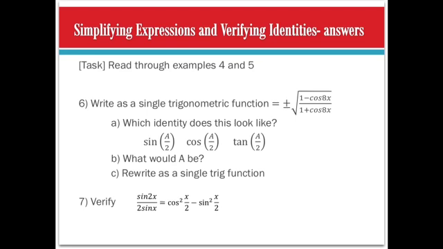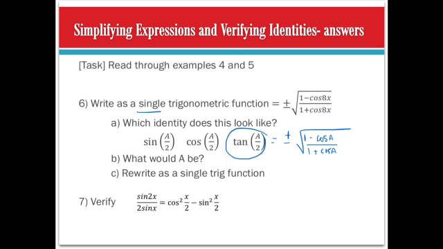Alright, so your answer is here. If we are going to try and write this as a single trig function, what you want to do is think, which identity does this look like? And obviously it looks like the tangent of your half angle. So let's just recall that's equal to plus or minus the square root of 1 minus cosine of A over 1 plus cosine of A.